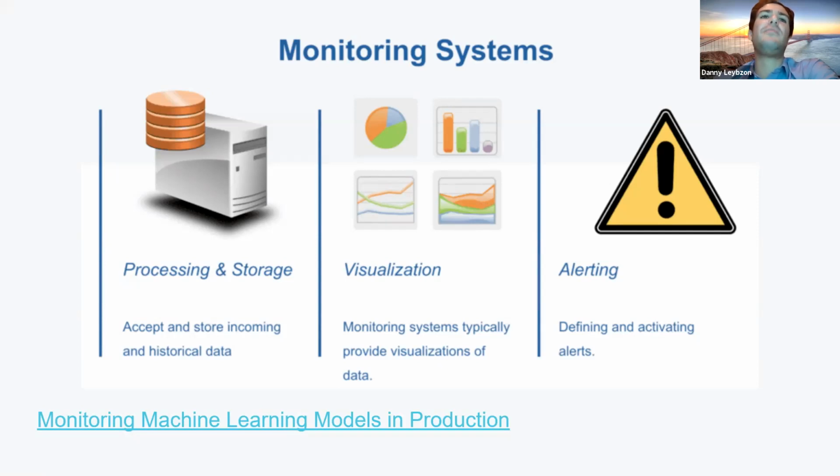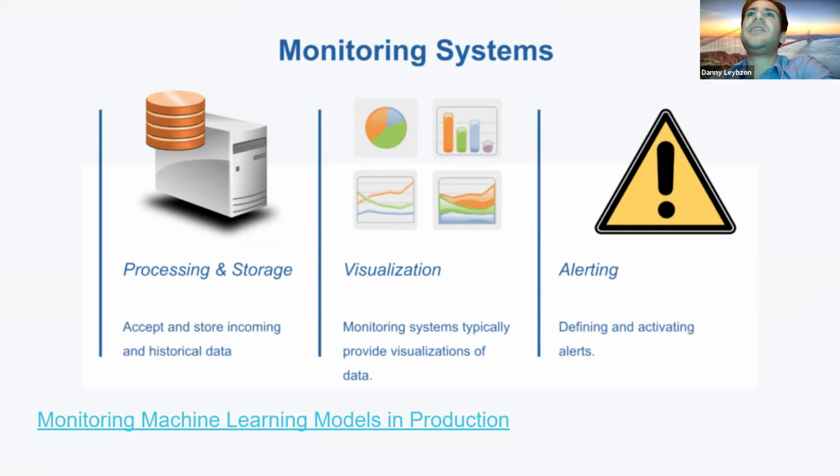So that first key component is processing and storage, right? We talked about monitoring machine learning models as having three kinds of metrics that need to be monitored. Well, these three kinds of metrics need to be stored somewhere, and they need to be processed somewhere. So processing and storage is a really key component, and that can be done by any kind of database at the end of the day. Now, in addition to processing and storage, another key component of the monitoring system is visualization, right?